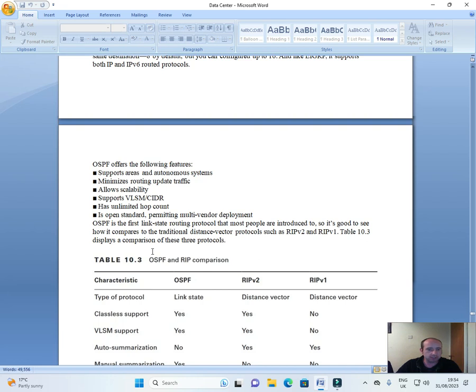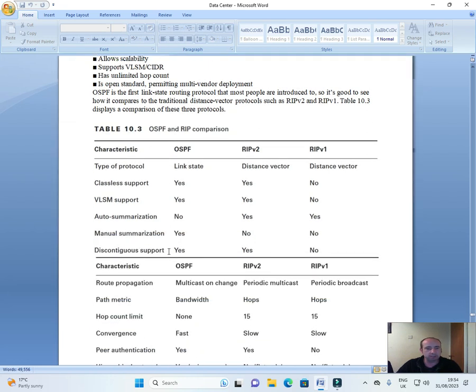Table 10.3 displays a comparison of these protocols. Characteristic: OSPF, RIPv2, RIPv1. Type of protocol: link state, distance vector, distance vector. Classless support: yes, yes, no. VLSM support: yes, yes, no. Auto summarization: no, yes, yes. Manual summarization: yes, no, no. Discontiguous support: yes, yes, no.